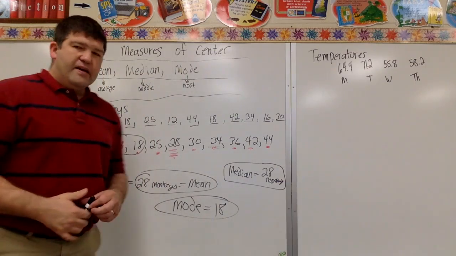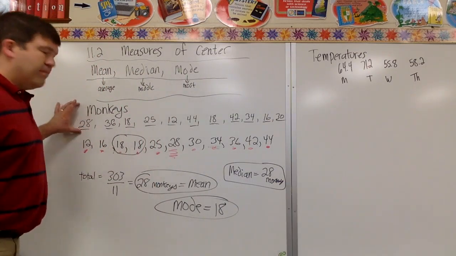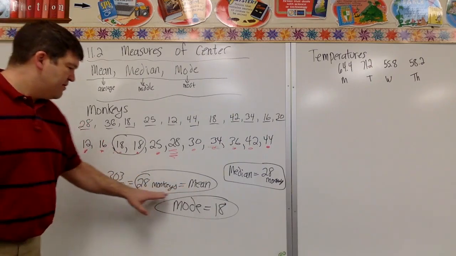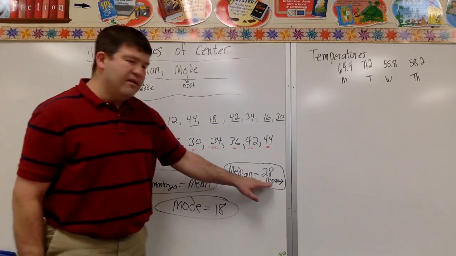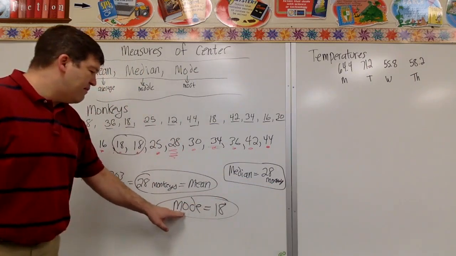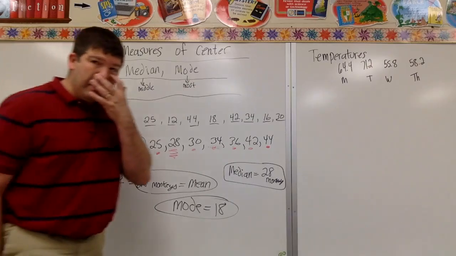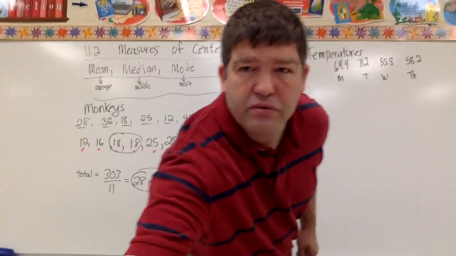Okay. So in this set of data, monkeys at 11 zoos, I found my mean, 28 monkeys. I found my median, the middle number is 28, and I found the mode, the most common one, is 18 monkeys. Okay? Let's go over here. Let's do temperatures.